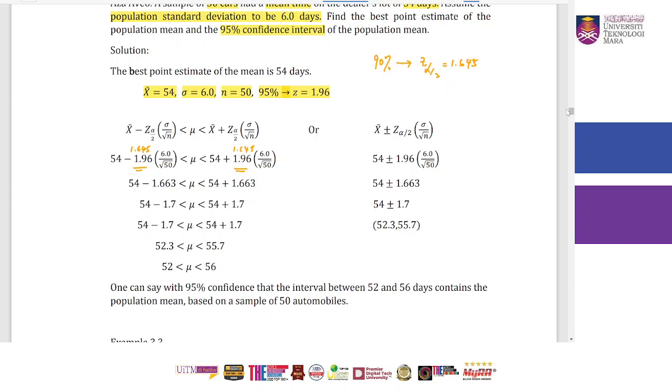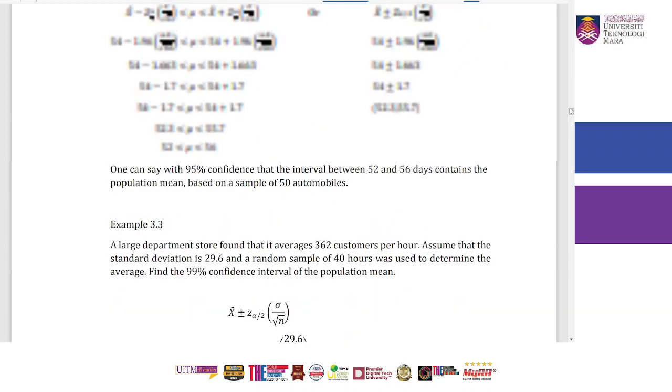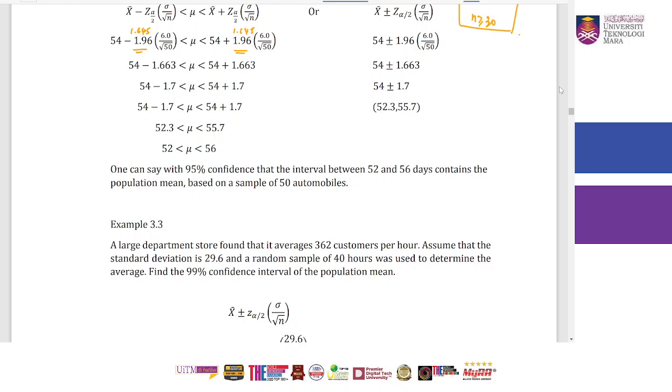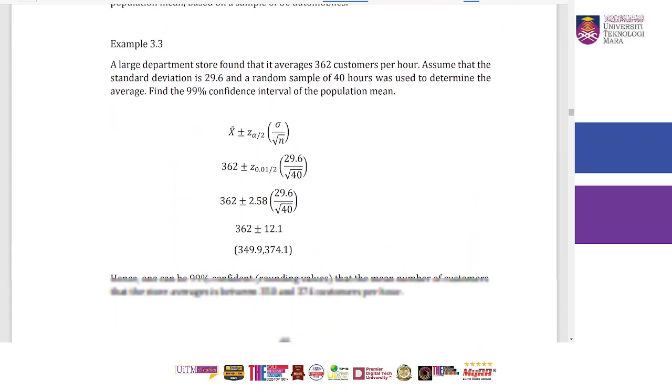Okay. So that is for the first case. So ingat the first case. Yang ni case apa? Case sigma known, and N is greater than or equal to 30. So ini case yang pertama. Okay, let's see the second example over here. Okay, apa second example ni kata pula?